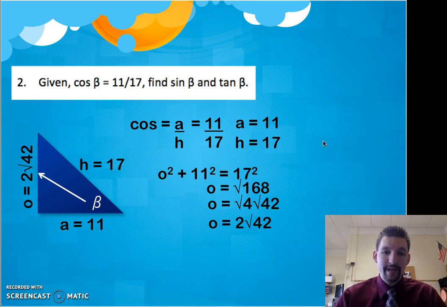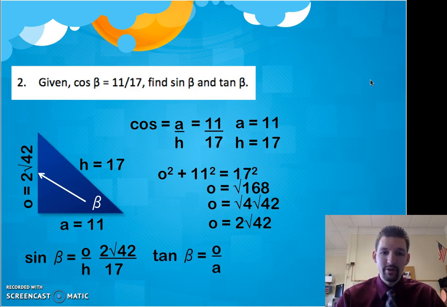And now to find sine of beta, sine is opposite over hypotenuse, so 2 radical 42 over 17. And tangent of beta is going to be opposite over adjacent, which is 2 radical 42 over 11. So our two answers will be this and this, which do not look very nice, but they are the answers.